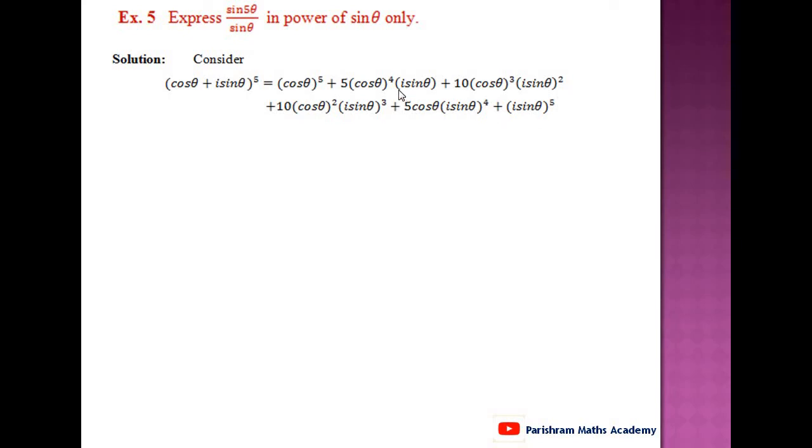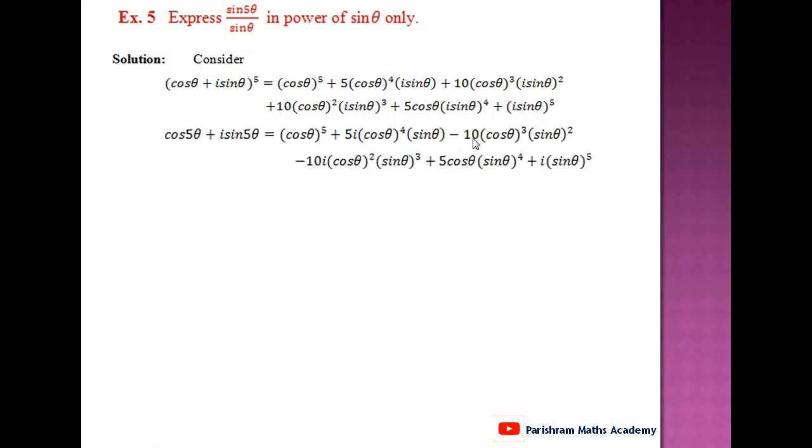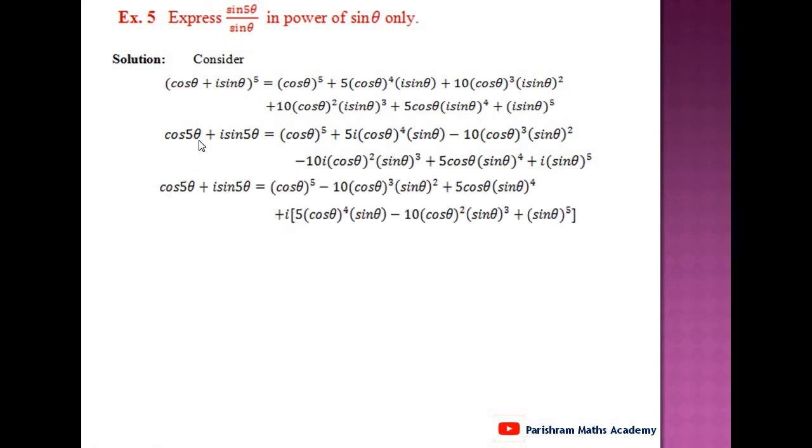Simplify here: i sin theta, therefore 5i cos raised to 4 sin theta. In the second term i square is minus 1, therefore the next term is minus 10 cos cube into sin square. Here i cube is minus i, therefore minus 10i cos square into sin cube. Here i raised to 4 is 1, therefore 5 cos theta sin raised to 4. In the last term i raised to 5 is i, therefore i sin raised to 5 theta. And therefore (cos theta plus i sin theta) raised to 5 is the same as cos 5 theta plus i sin 5 theta.